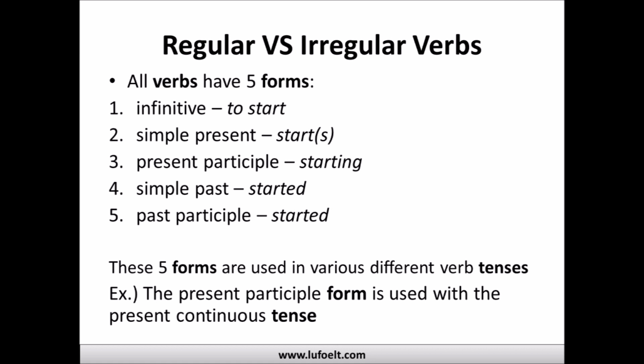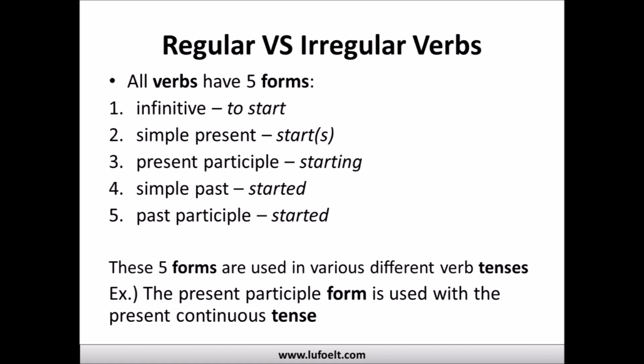So like I said, there's an example here with the word start. The infinitive form, the dictionary form, is to start. Second is the simple present. It would be start, or sometimes you need to change it or conjugate it to be starts. The third form, present participle, is starting, with the ing. The fourth is simple past, so started. And the fifth is past participle, and that's also started.